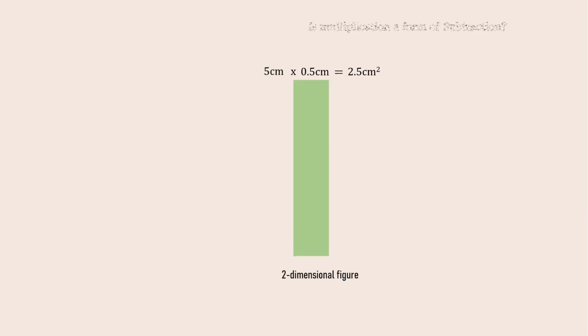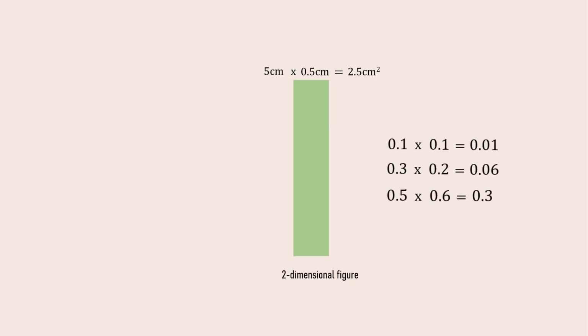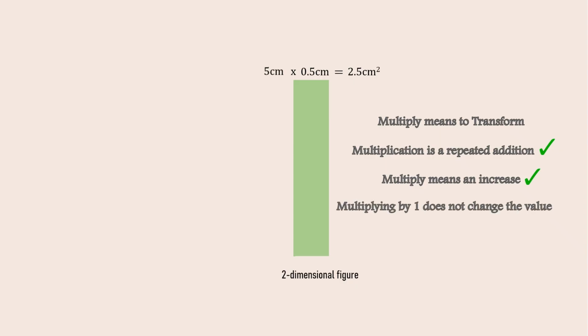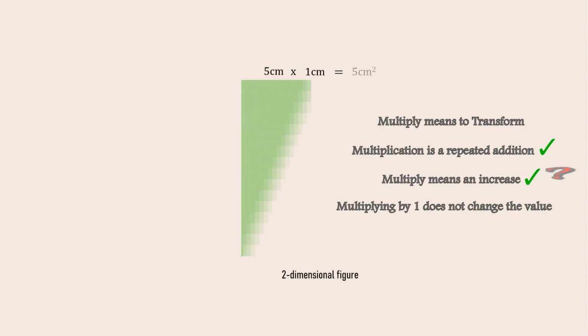Hence, this is not a case of subtraction, and you can apply this idea to any combination of numbers. Thus, we can see that multiplication as a form of transformation is indeed a repeated action which results in an increase. However, we may be prompted to reevaluate this statement. Multiplying by 1 does not change the value, because extending the 5 centimeter line by 1 centimeter does change the line into a surface. Finally, let us assume that we do not wish to change the line into a surface.